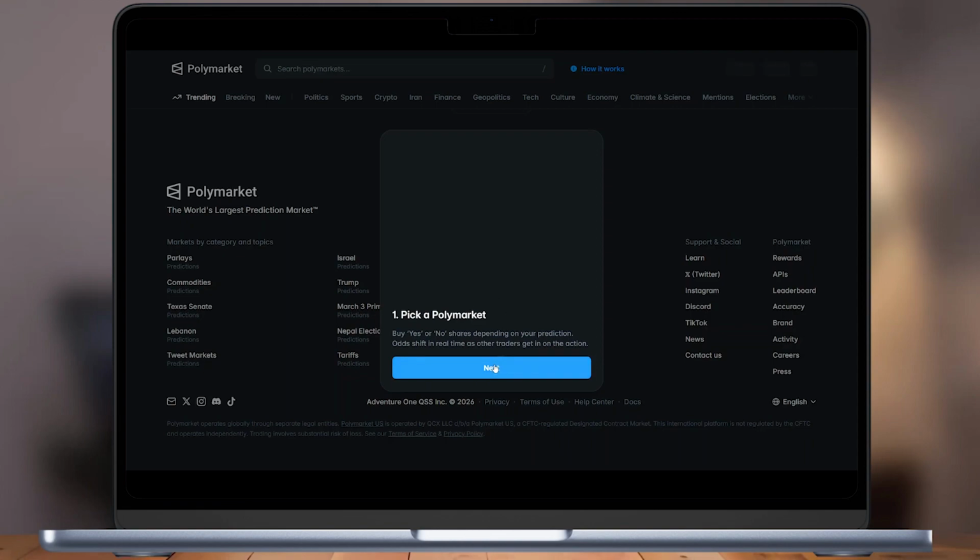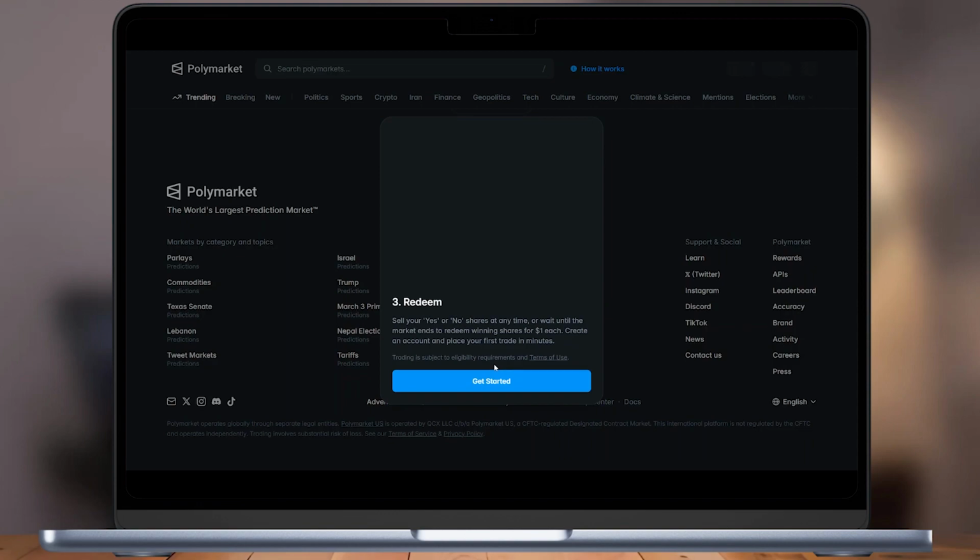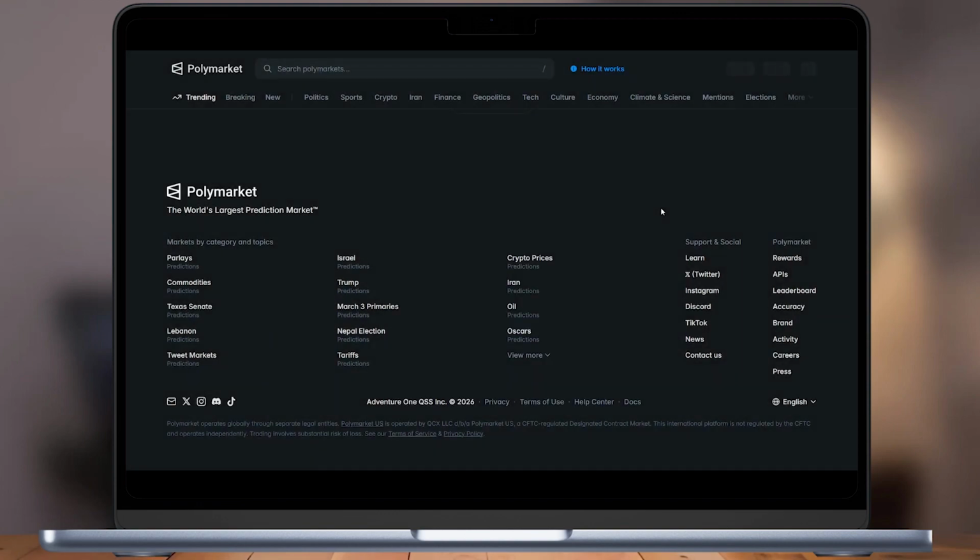Once your wallet is funded, choose the amount you want to invest in a specific outcome. Then confirm your trade. Your purchased shares will now appear in your portfolio and you can monitor them in real time. Next, you can adjust your position anytime before the market resolves. If the market moves in your favor, you can sell some or all of your shares for a profit, or buy more if you believe your outcome is likely to win.